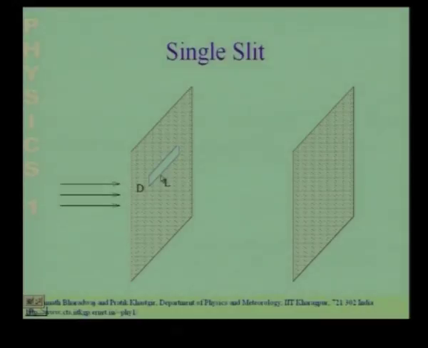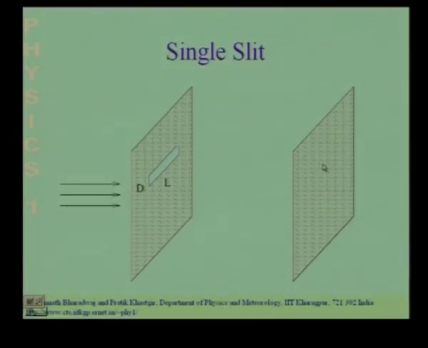Now, let us ask the question, what happens when we also take into account this other extent of the slit L. Now, again we have to go back to the Huygens principle. Each point on the slit will contribute to the intensity at any point on the screen.